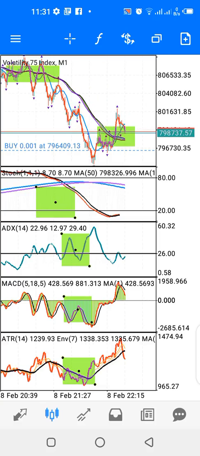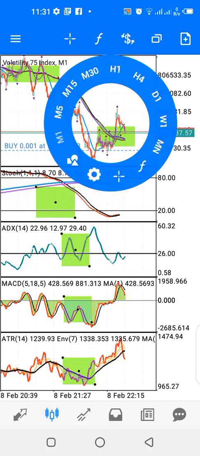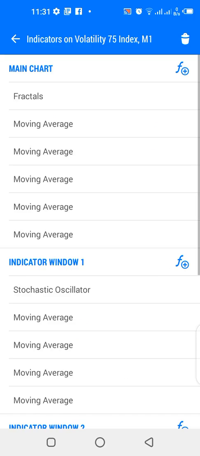That's the 38, 42, and 40 lines. We have the 40, 42, and 38 lines. So the cross above of these lines will tell us to buy. The cross below will tell us to sell. Now the red and the blue line, let's take a look.